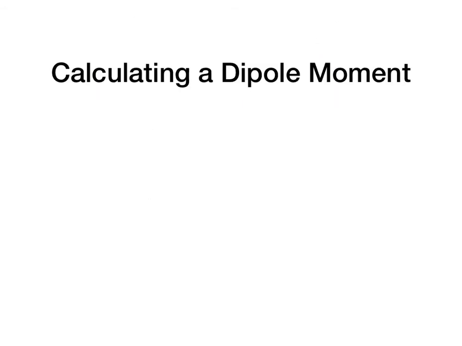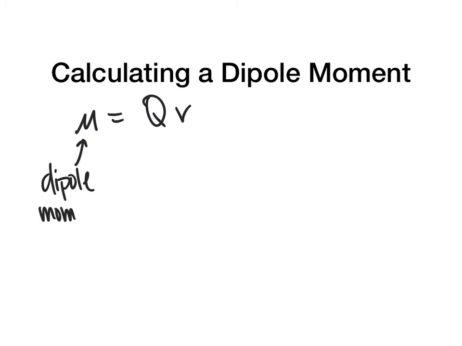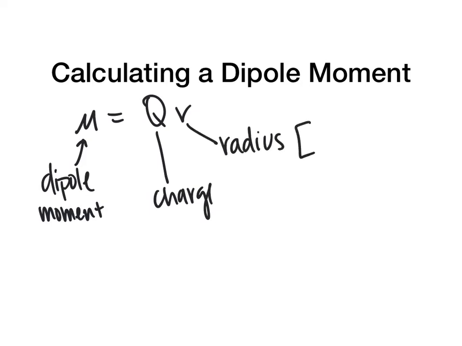So to calculate the dipole moment, we're going to use this equation where mu equals Q times R. This is a deceptively simple equation where mu is the dipole moment, Q is the charge, and R is the radius, otherwise known as, in this case, the bond length.